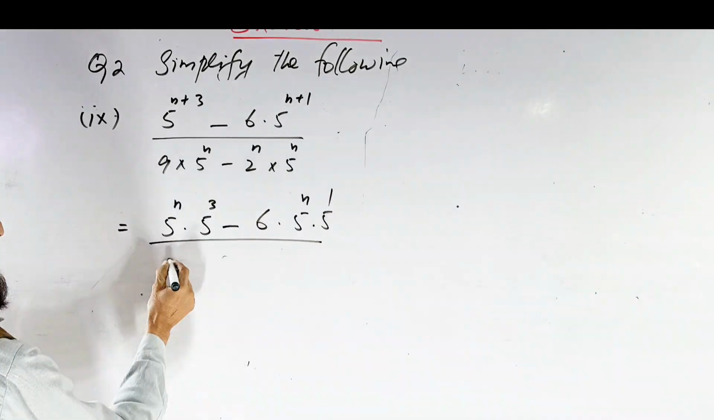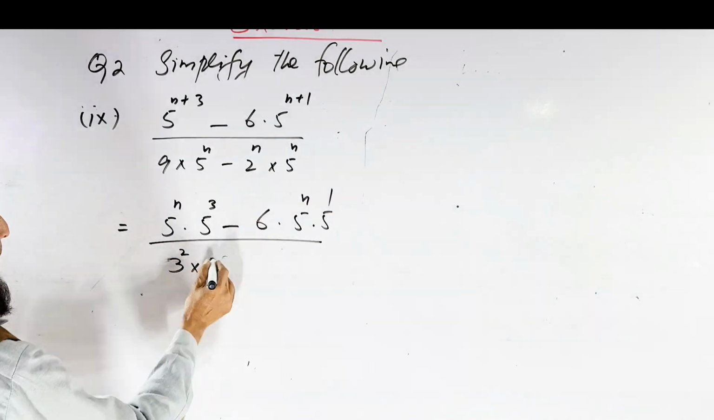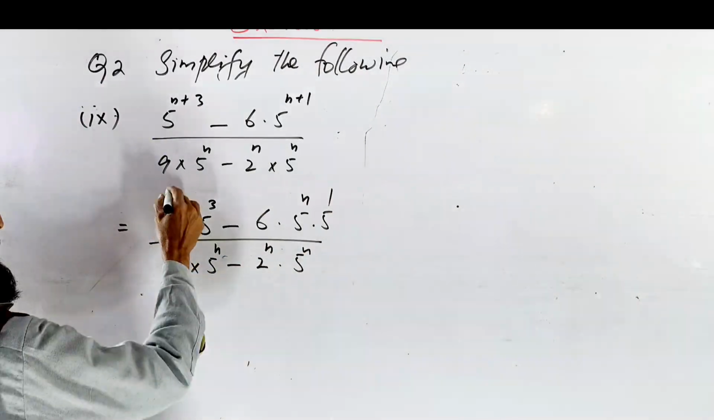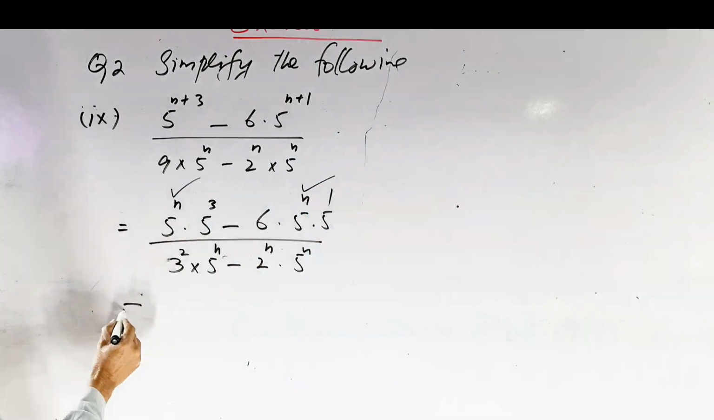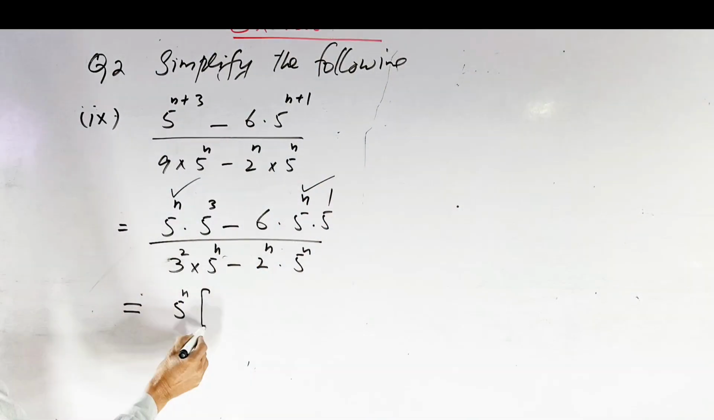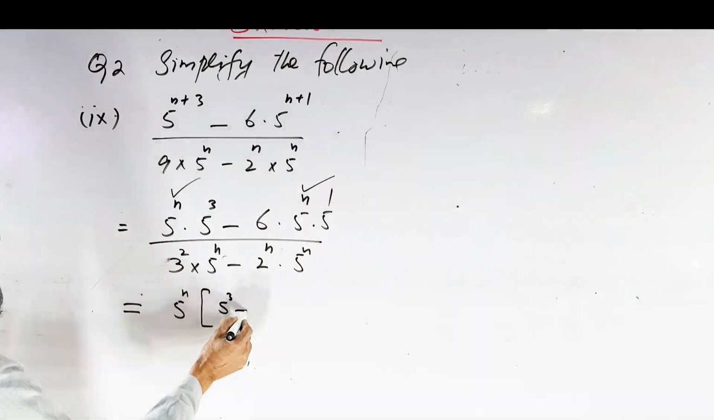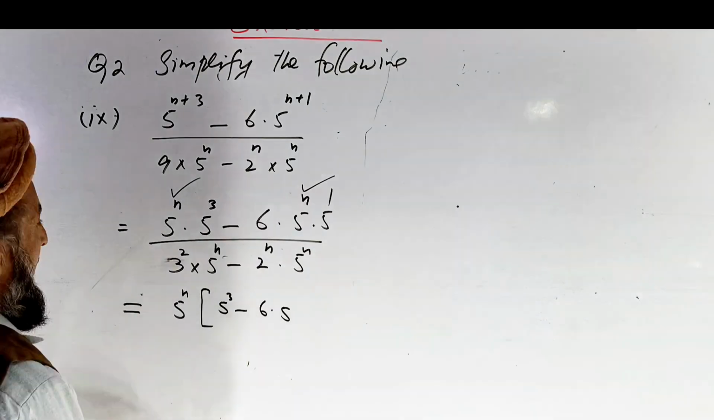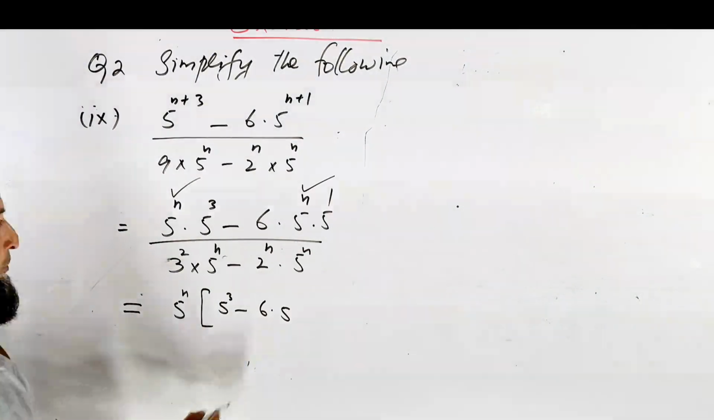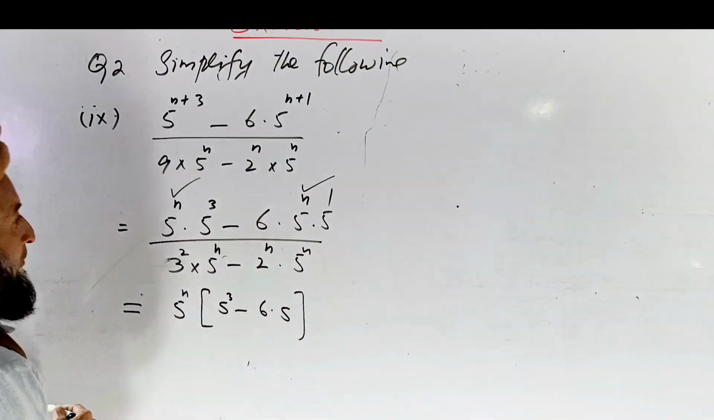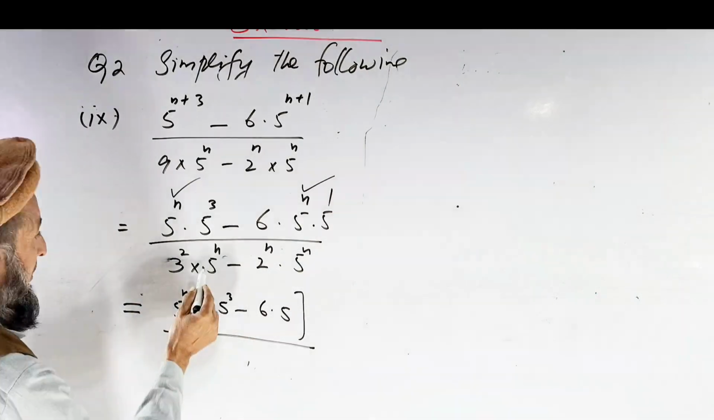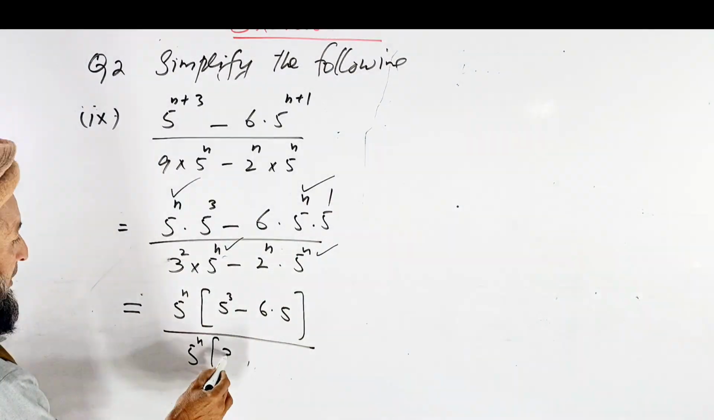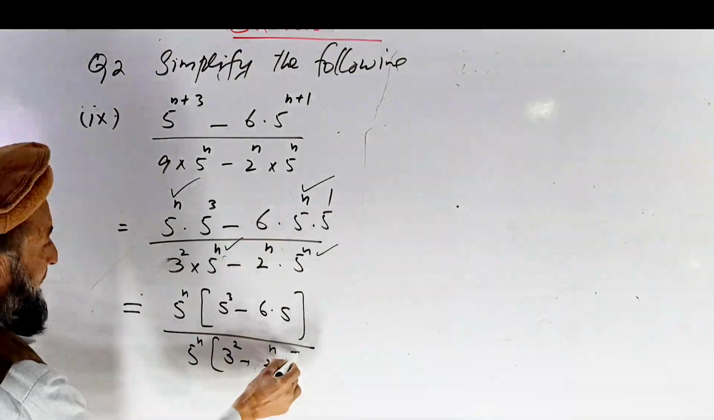We can write 3 square, and 5 power n minus 2 power n into 5 power n. Now look here, 5 power n is taken common from the first term, so we get here 5 cube minus 6 into 5. 5 power n is also common in the denominator term, so we get here 3 square minus 2 power n.